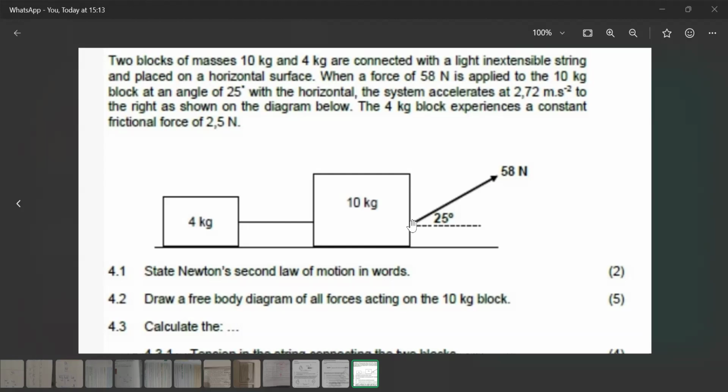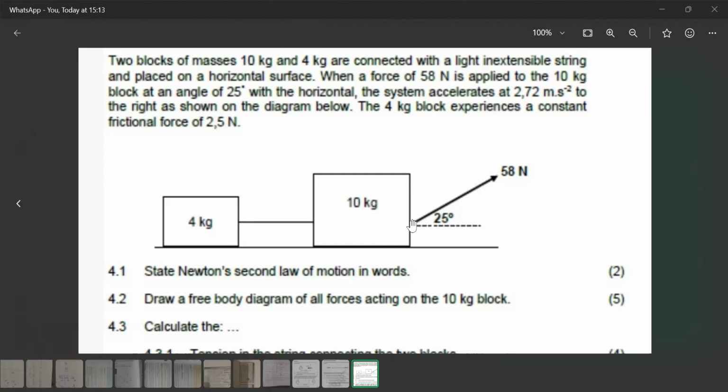Okay. Now, furthermore, they tell us that the 4 kg block is going to experience a frictional force, a kinetic frictional force, which means the surface is rough. If the 4 kg block is experiencing frictional force, then it stands to reason that the 10 kg block has to experience frictional force as well.